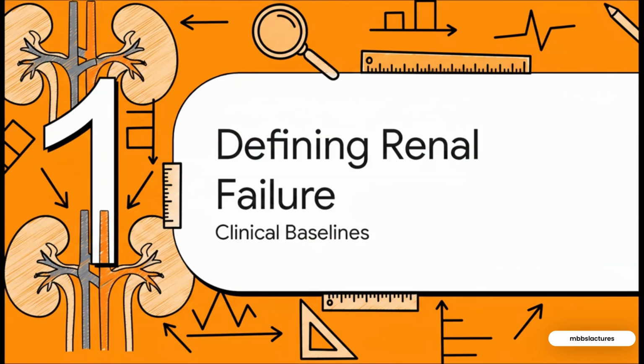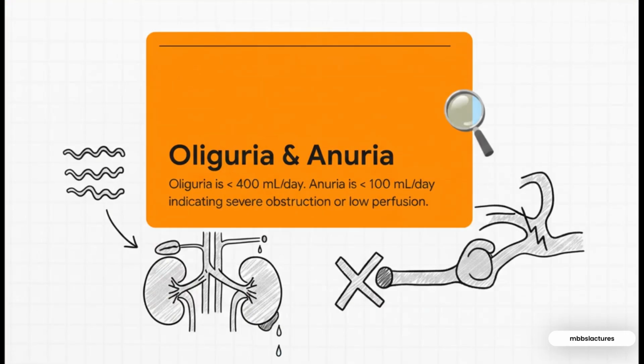All right, Section 1, Defining Renal Failure. Let's set those clinical baselines by looking at urine output. First up, oliguria. We're talking about a urine volume of less than 400 milliliters per day. This is a massive red flag, right? It's something that very often precedes acute kidney injury.